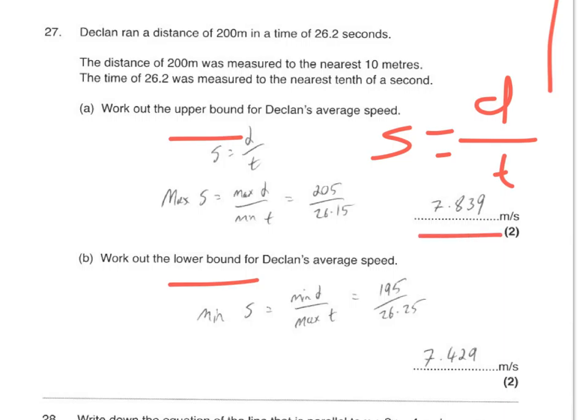You'll get that answer. For the lower bound, you need the smallest number at the top possible, so 200 to the nearest 10 meters rounds to 195. Divide that by the biggest number possible for the time, which is 26.25, and you get that answer there.